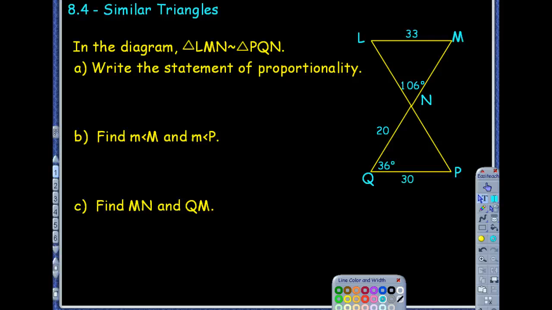Section 8.4 is going to talk about similar triangles specifically. So we already know what similarity means, so refresh that. For figures to be similar, they have to have corresponding congruent angles, and their corresponding sides are proportional.